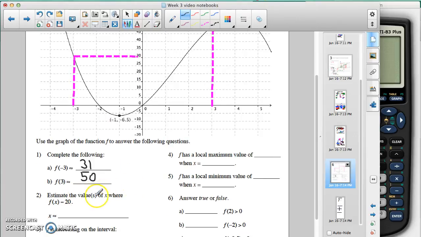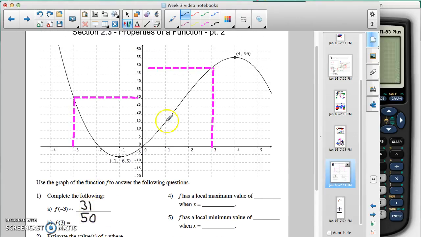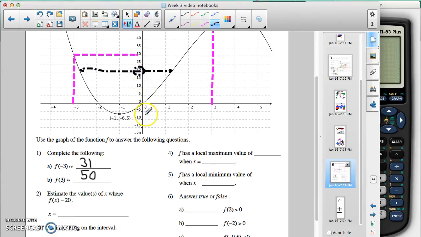Okay, then it says estimate the values of x where the output is 20. So what we would do there is look at our output being 20, right here. We would want to find out when that occurs. It's going to occur to the right, and it's also going to occur to the left here. So we're going to have two values where that occurs. To the right it's approximately just a little past 1. It's not 1.5. Here's 1.5. So maybe 1.25.